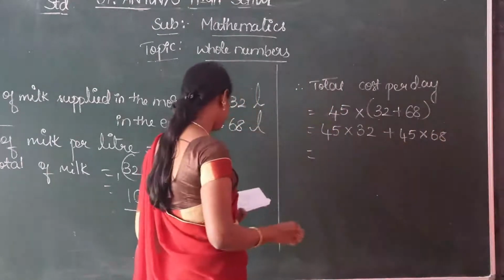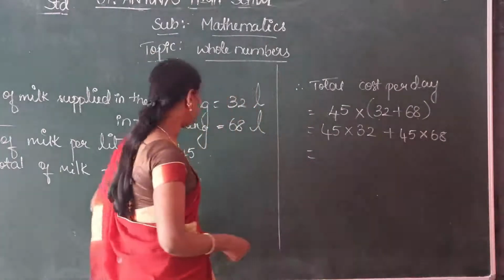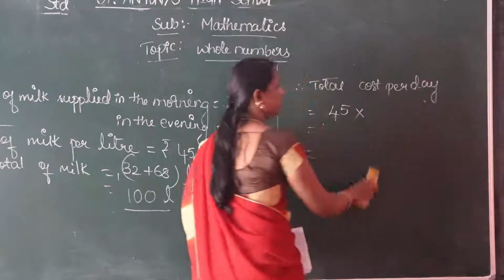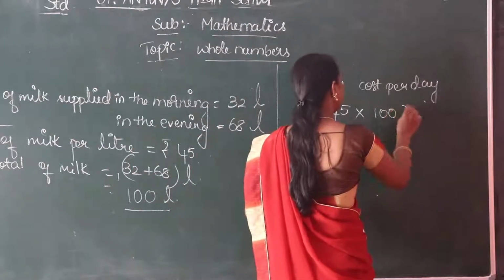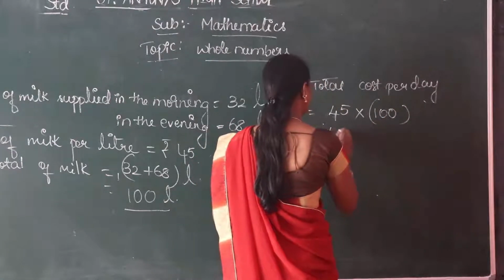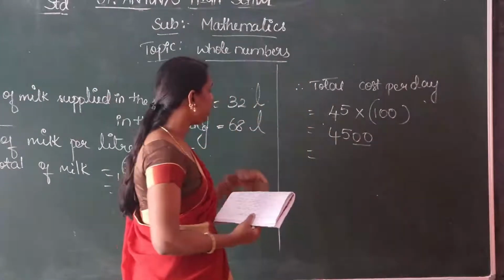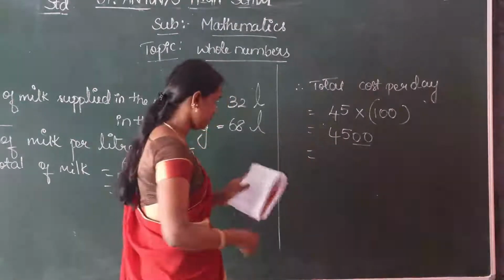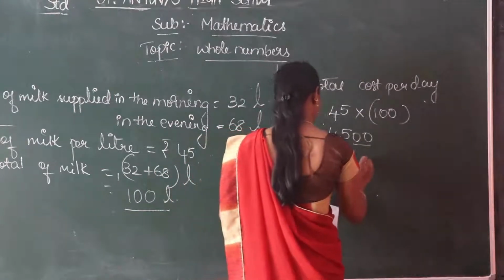So do the multiplication, or we can directly do that one. I will show 100 now. So using the properties, here we have to reduce one step. This also we have to do, so finally we can do it easily. Okay, so 45 into 100 what? 45 with 2 zeros. Otherwise we can multiply both 32 and 68 by 45, you get the same answer. Therefore, finally, you get 4500.